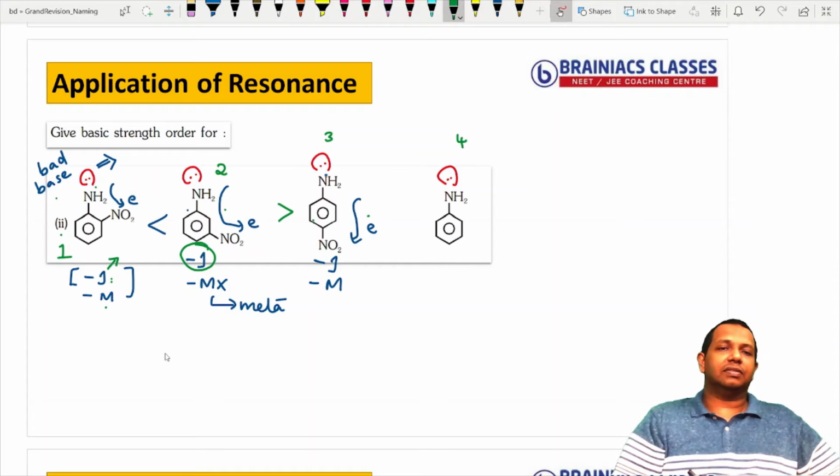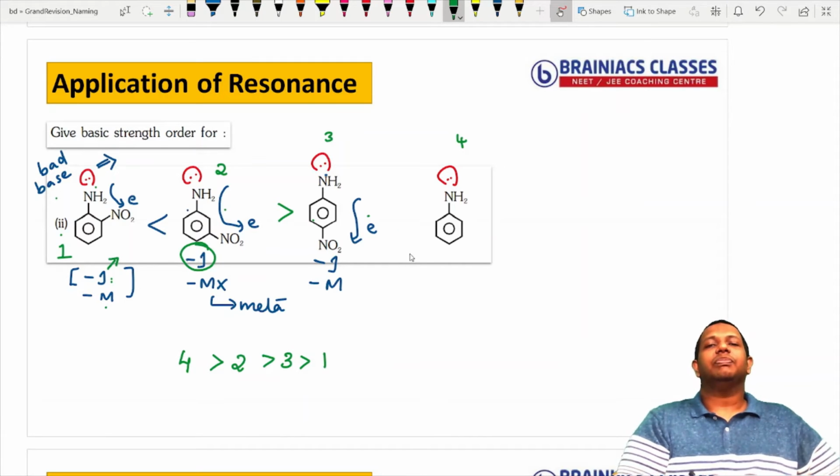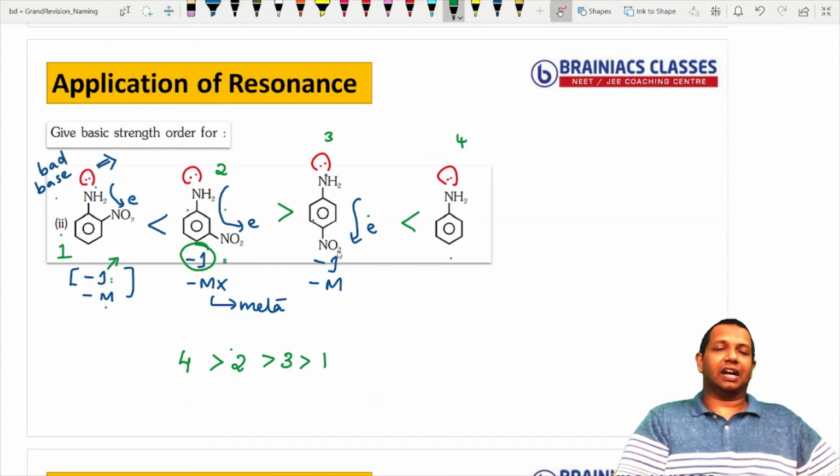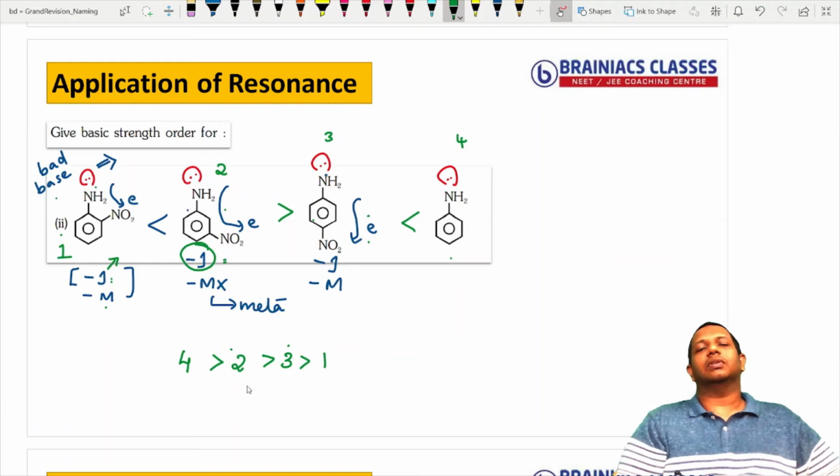So the expected order: the best base among these is the fourth one. After the fourth one you will have the second one, after the second one the third one, then comes the first one. In the fourth one you can easily donate, there is nothing else, so it is a good base. So the answer is, the best base is the fourth one. Then comes the second one, which only has -I, that is the reason. Then the third one, in which the -I effect is at a larger distance, so it will attract the electron a little bit less. Then comes the first one. So 4, 2, 3, 1 is the correct answer. Is this clear for everyone?